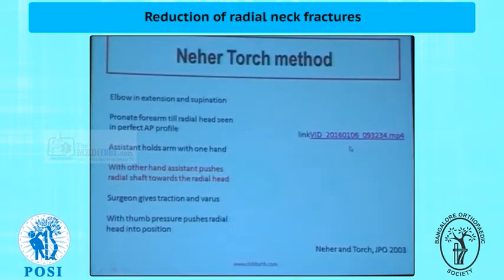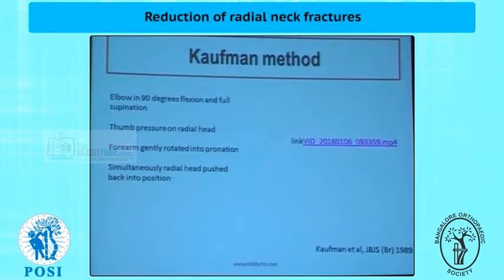Then there are some methods which are done with the elbow in flexion. Number one is Kaufman's method, where the elbow is held in 90-degree flexion and full supination. Thumb pressure is exerted on the radial head. The radial head is pushed medially, and the forearm is gently rotated into pronation. Simultaneously, the radial head is pushed back into position.